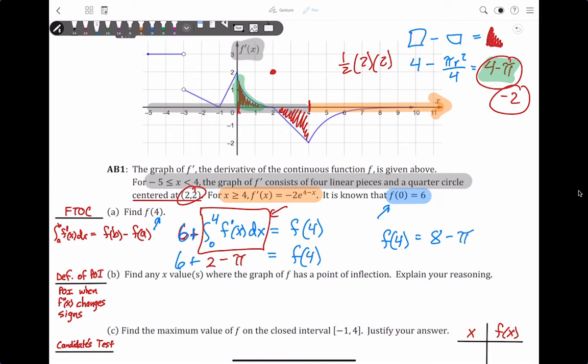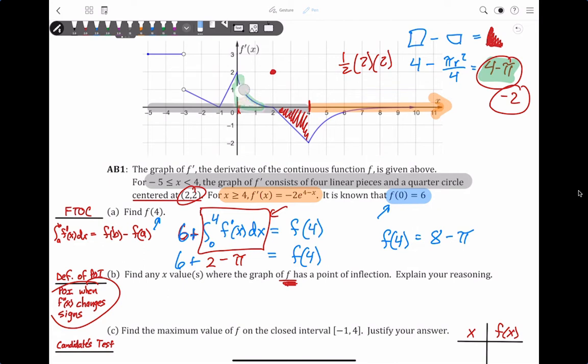All right, so now let's go to part B. Part B is saying find any x values where the graph of f has a point of inflection. So immediately I'm thinking, since I'm looking for a point of inflection on f, I'm analyzing f double prime changing signs. Now, I don't have an f double prime graph.